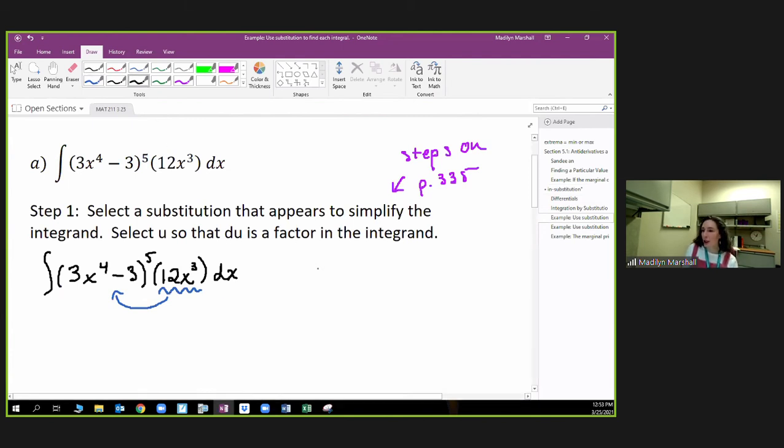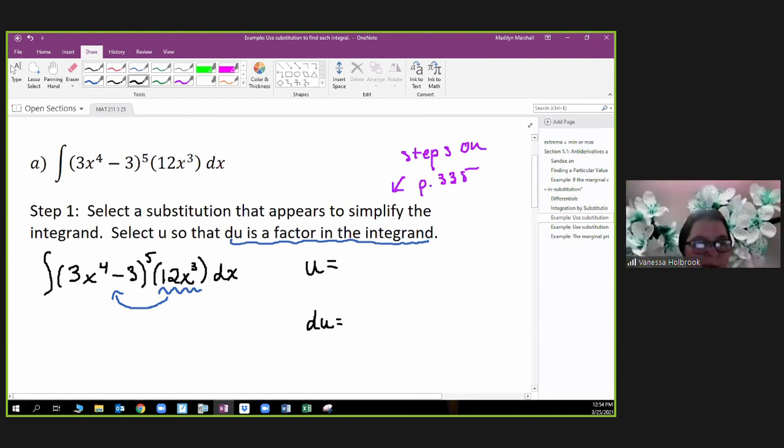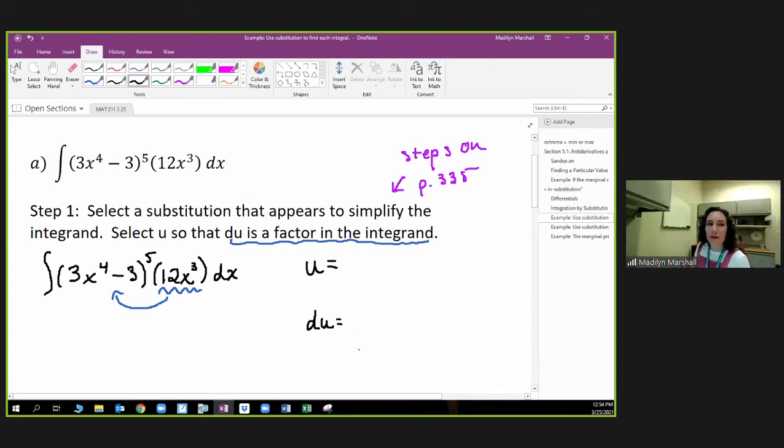So the substitution part means that we're going to find a u, which is going to be its own little function, so that du is a factor in the integrand. So du is just the derivative of u with a little dx at the end. So do you just replace x's with u's? Not quite.